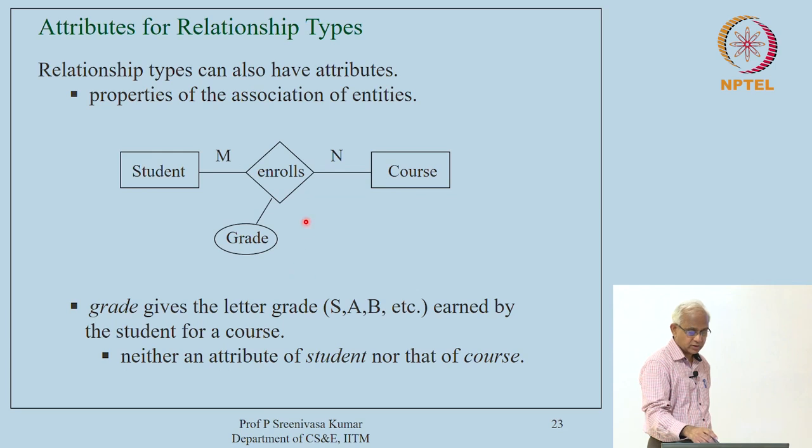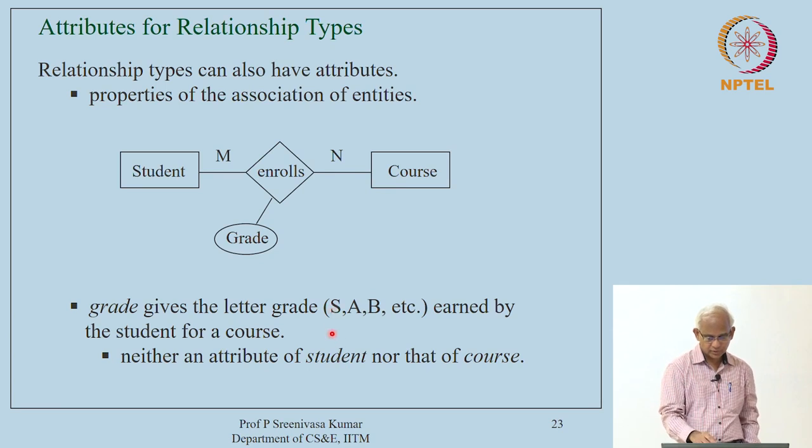For example, this is a very typical relationship attribute. If a student enrolls for a course, at the end of it he or she will get a grade, a letter grade, saying that you got the highest grade, or the next highest grade A or B, etc. Your performance in this course is graded like this, so you get a letter grade. So this grade attribute has values from these symbols that are used to represent the performance shown by the student.